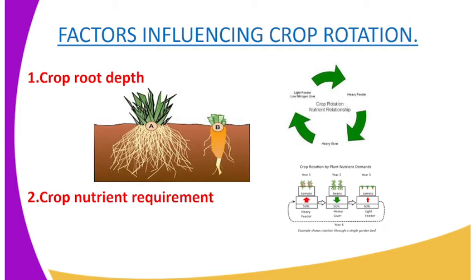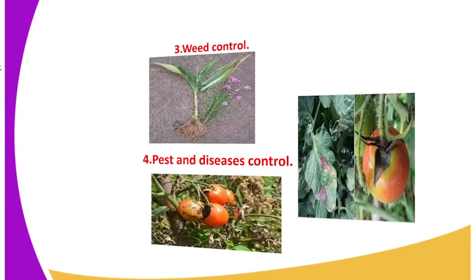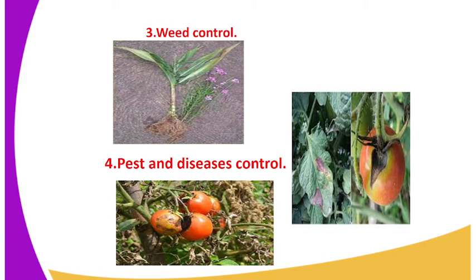On to the third factor. The third factor is weed control. For example, there is a particular type of weed that we refer to as striga weed, and therefore, in order for you to control certain weeds, you should apply rotation in the rotational program as a method of controlling the weed.